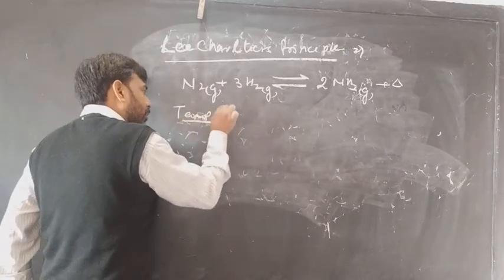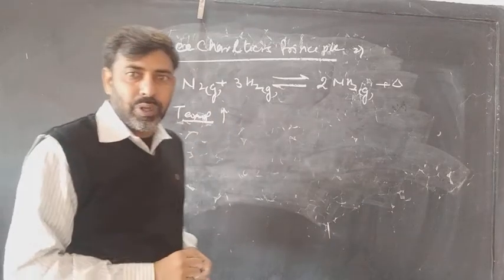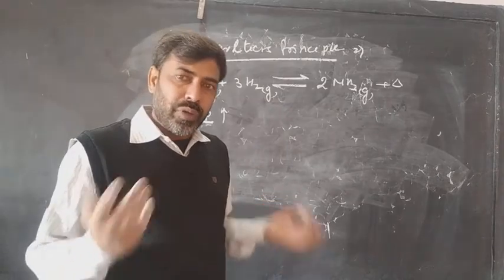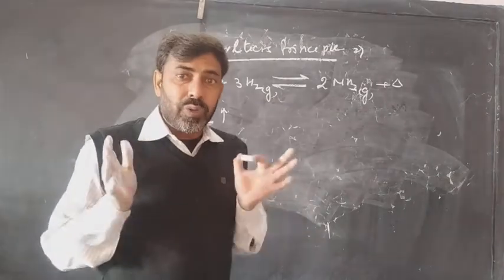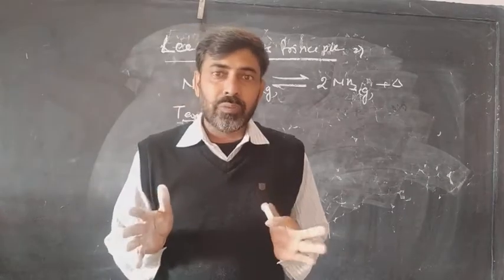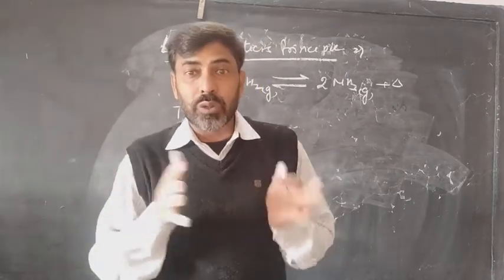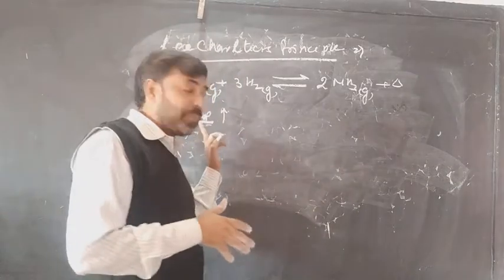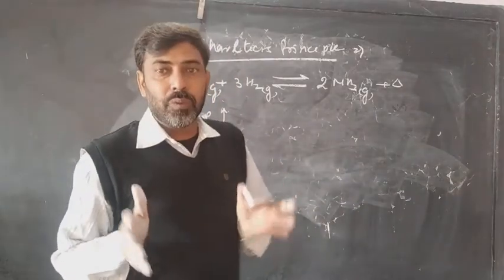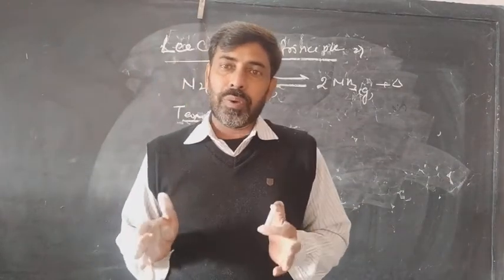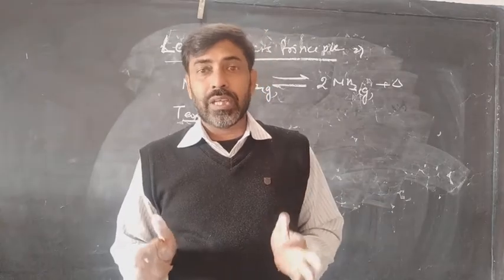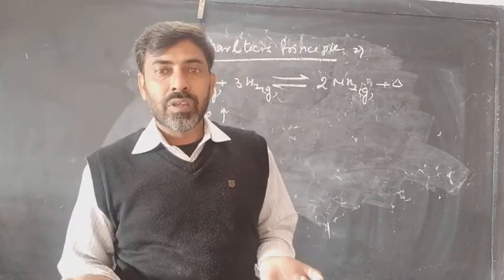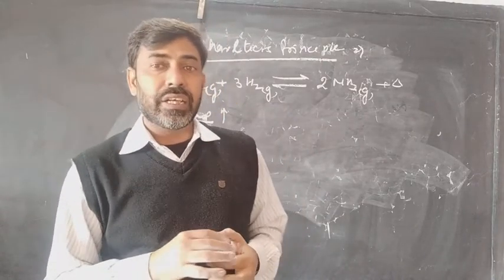If a rise in temperature is taking place, if you are increasing the temperature, then what will be the effect? When we increase the temperature, the equilibrium will shift in the direction where the temperature is going to be reduced. If we carry out the reaction at a higher temperature, the equilibrium will move in the direction where the temperature is decreasing, where heat is being consumed. And in which direction is the heat getting consumed?